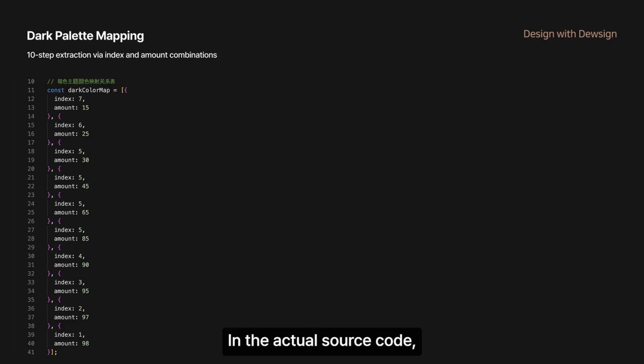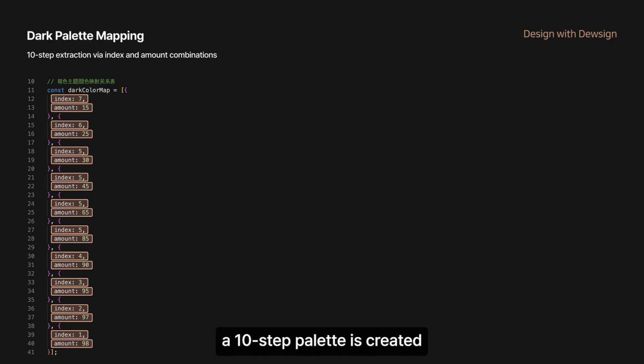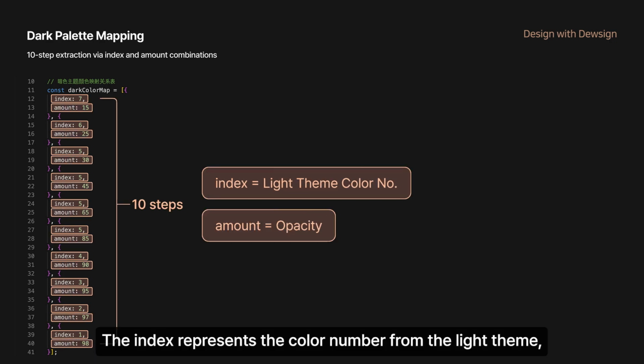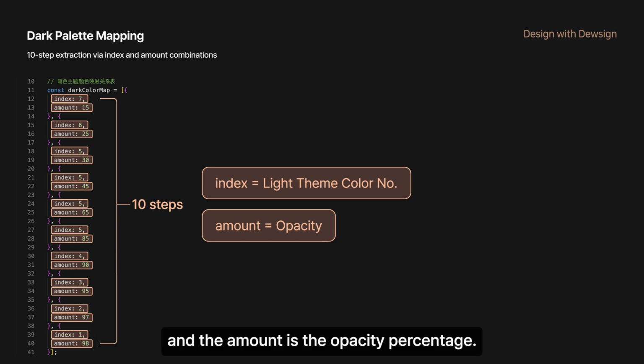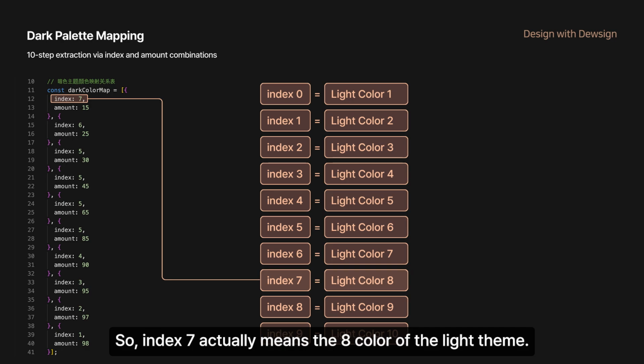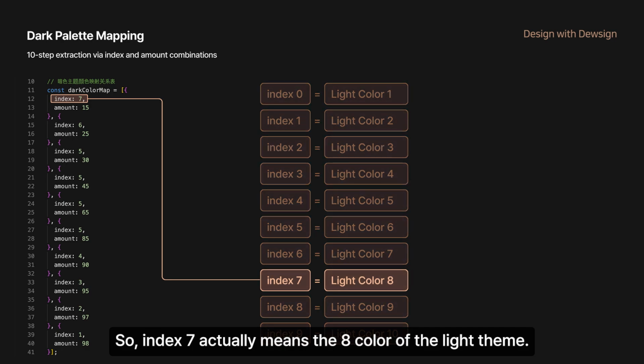In the actual source code, a 10-step palette is created using a combination of an index and an amount. The index represents the color number from the light theme, and the amount is the opacity percentage. One quick tip before we plug in the numbers: programming counts starting from 0. So, index 7 actually means the 8th color of the light theme.